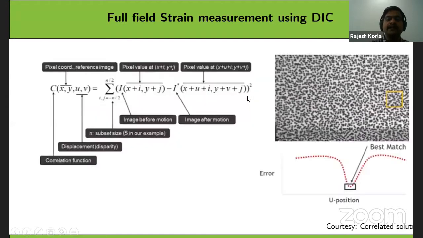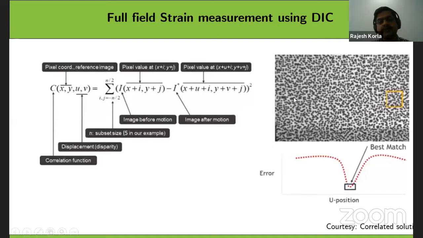In that process, you finally get a two-dimensional strain field of every point. What is the x displacement? What is the y displacement? You can record this for every image. So every image is compared with the initial image to get the u and v displacements of every point in that particular image.